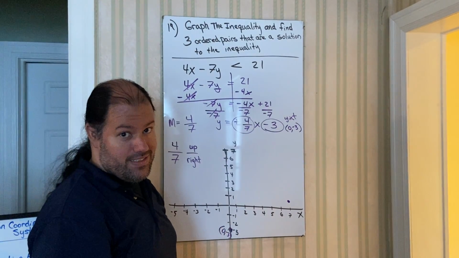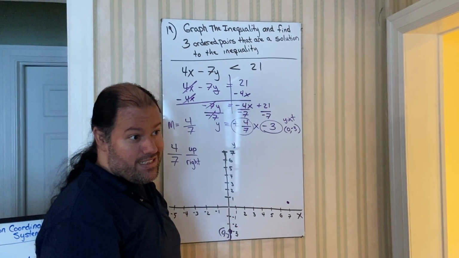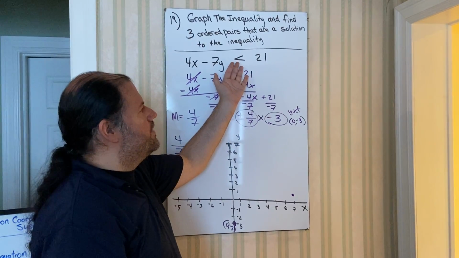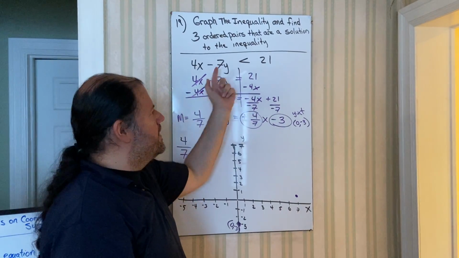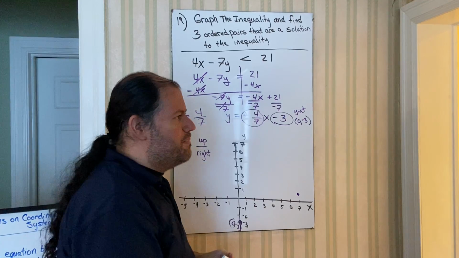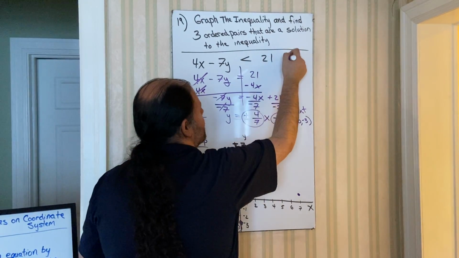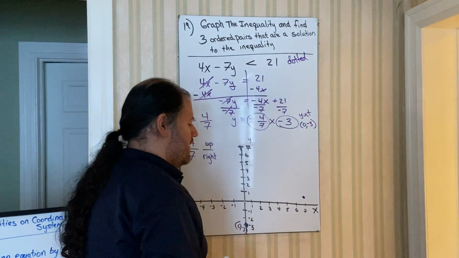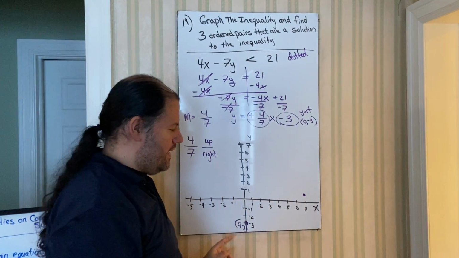That's step 6. But are we doing it as a solid line or dotted? Look at your original problem. Notice it's not underlined, it's just a plain less than. So this one means we're gonna do dotted. So as best you can, dot the line.